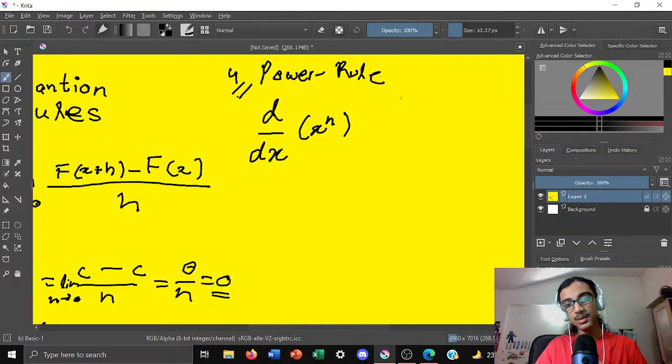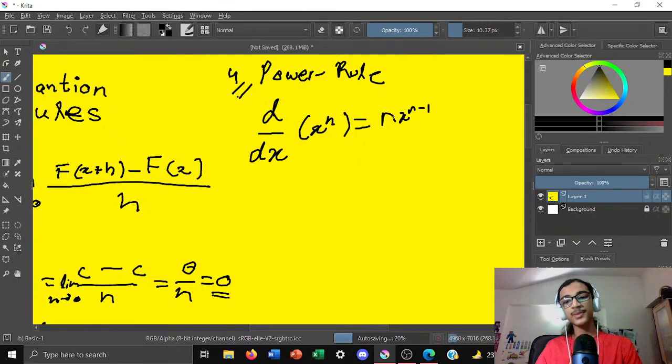Basically that says that it's going to be equal to n x to the power n minus 1. So if I had, for example, x squared, I bring down the power and subtract 1, so that becomes 2x. If I have x cubed, you bring down the power and subtract 1, 3x squared. For x to the power minus 1, it's going to become minus x to the power negative 2, or in other words minus 1 over x squared, right?